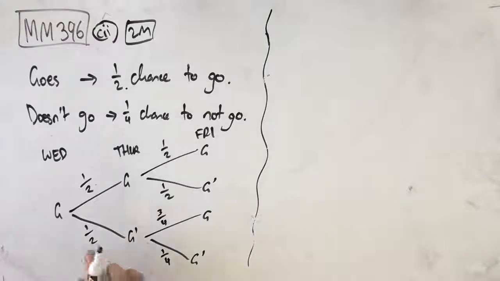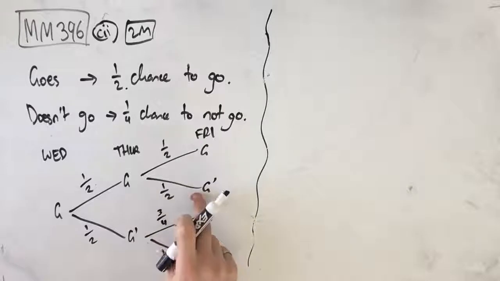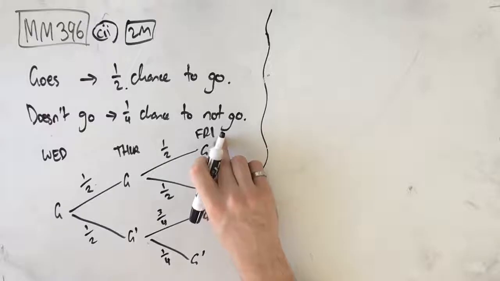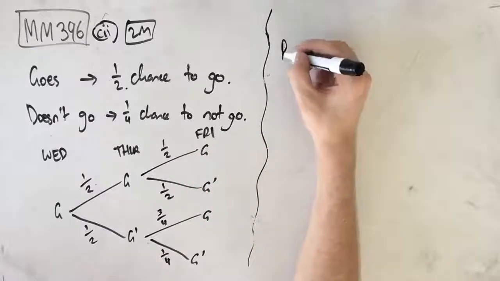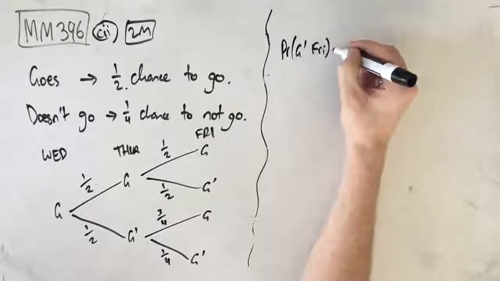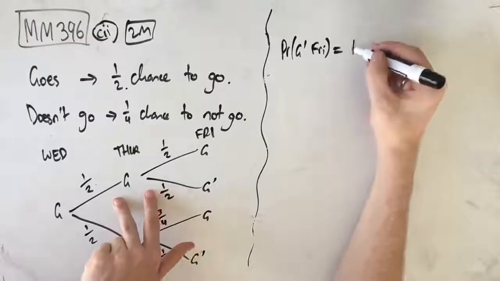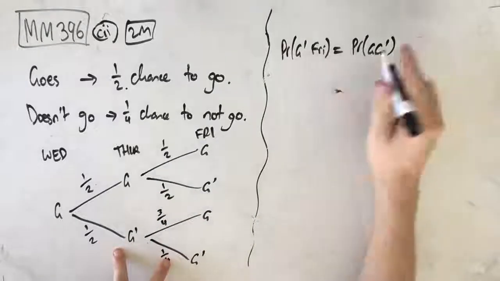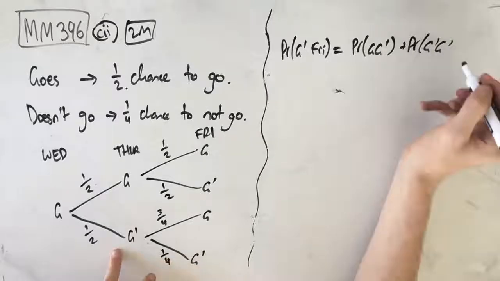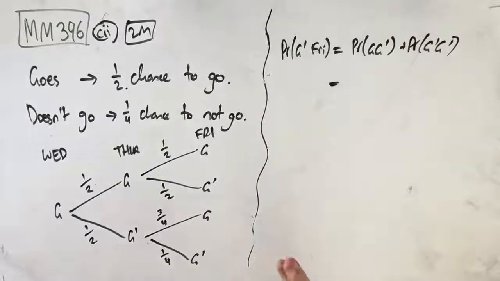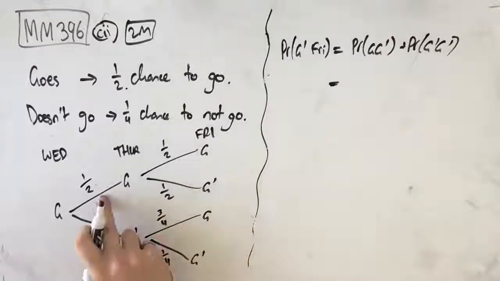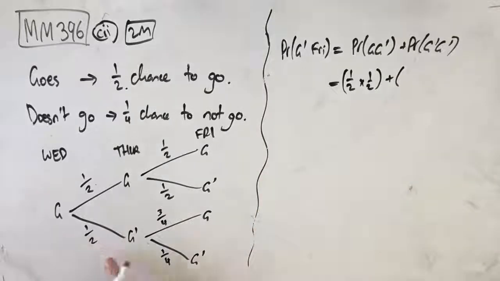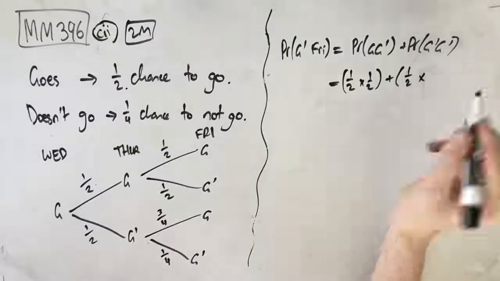Now, we want the pathway that we have G, G, not G, and G, not G, not G, right? Because they're the pathways that will end up in him not going on Friday. So the probability that he doesn't go on Friday is equal to this branch, so the probability of G, G dash, and this branch, plus probability of G dash, G dash, right? Now, the probability of this pathway here is our branch times our branch probability. So 1/2 times 1/2 plus 1/2 times 1/4.